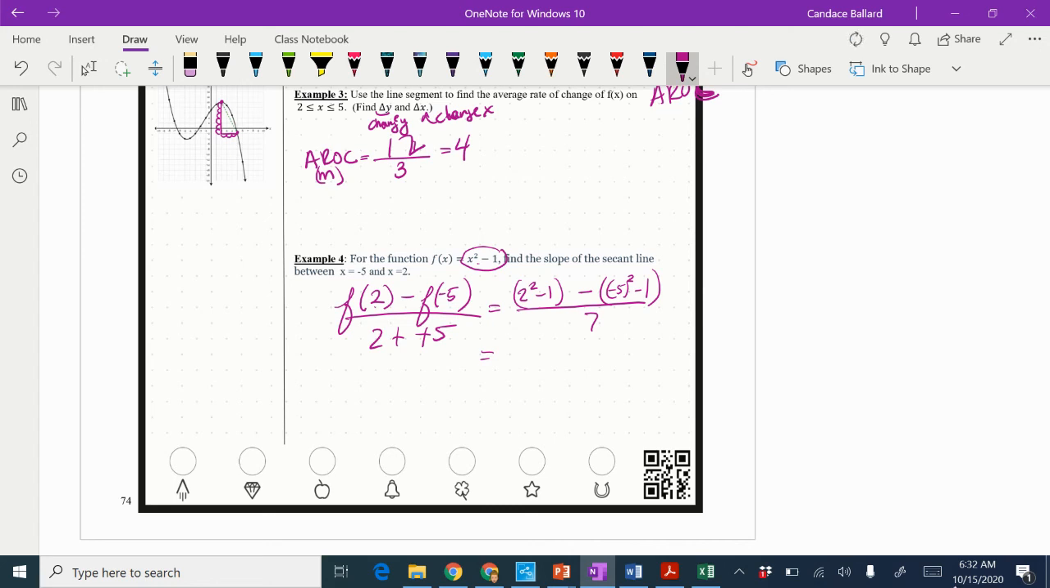And then 2 squared is 4, and then minus the negative 5 squared would be 25, over the 7. And then 4 minus 1 is 3, and 25 minus 1 is 24, over 7, which equals negative 21 over 7, which is going to be negative 3. That would be the slope of the secant line.